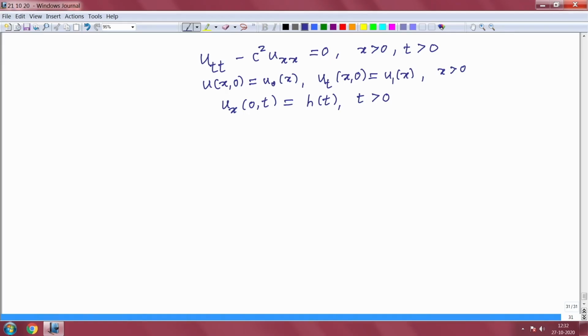So, now let us try to find a formula for this solution and see how it differs from the earlier formula for the Dirichlet problem, where the value of the solution on the boundary was provided. So, the general mixed boundary value problem, let me just remark before.